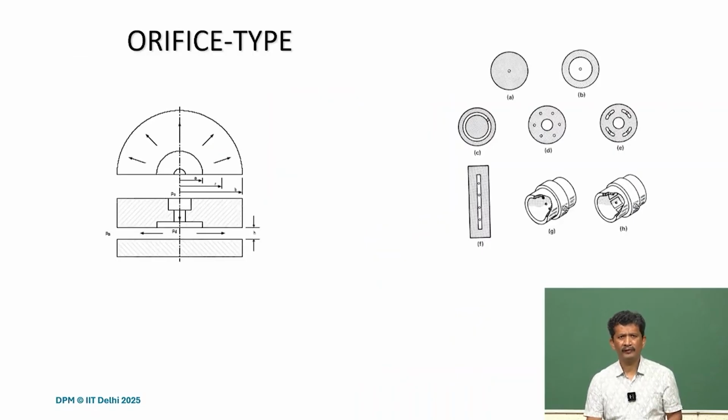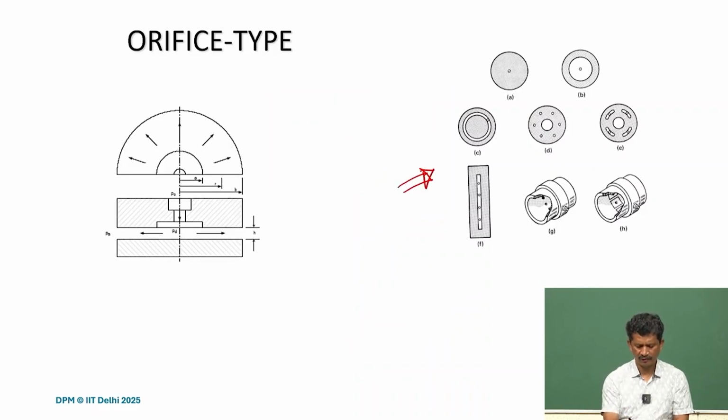So, orifice type is very common, and what you see here are different kinds of orifices. This one is just a single orifice at the center, and then that is the bearing surface. Pressurized air will come through that center hole and then come out of that bearing surface. In B, there is a central pocket, so it first comes to the pocket and then it will come through the bearing surface.